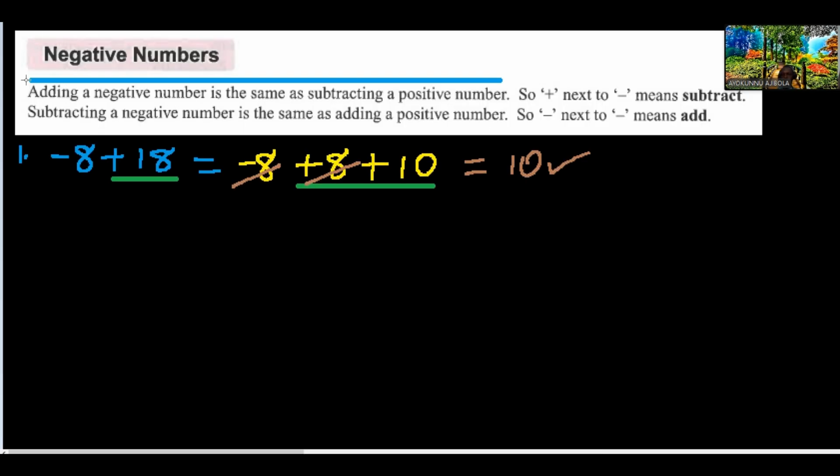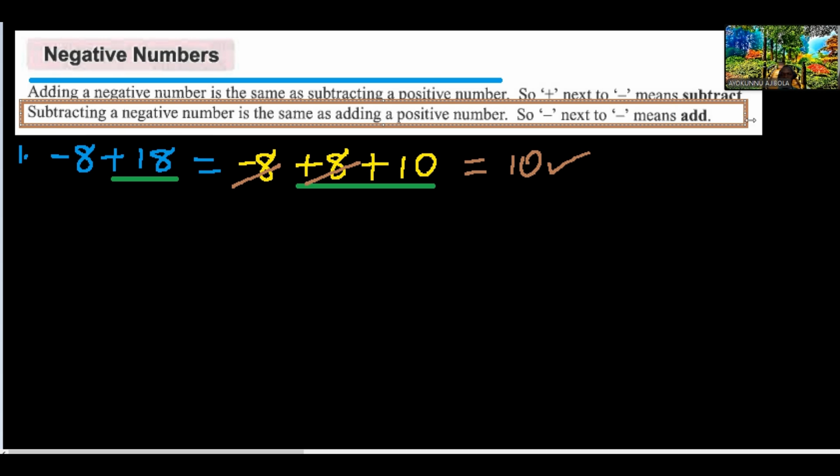We said when we had a negative number, it is the same thing as subtracting a positive number. So plus next to a minus means you should subtract when it is not multiplication. The second step, subtracting a negative number is the same as adding a positive number. So minus next to minus means you are adding. Is that clear?